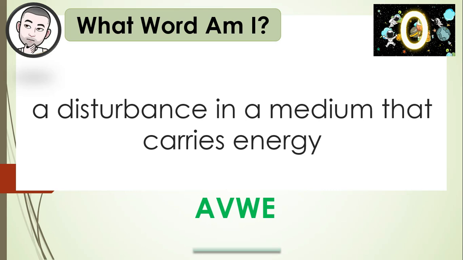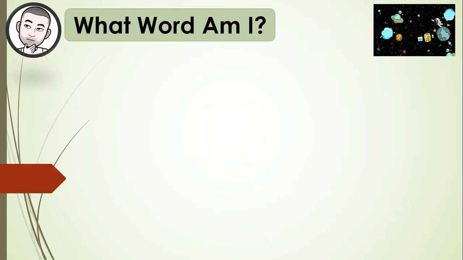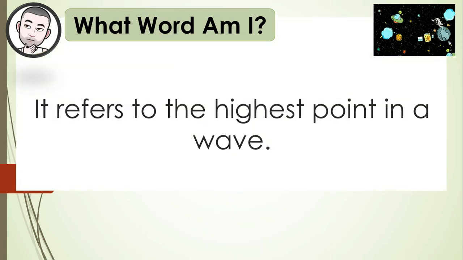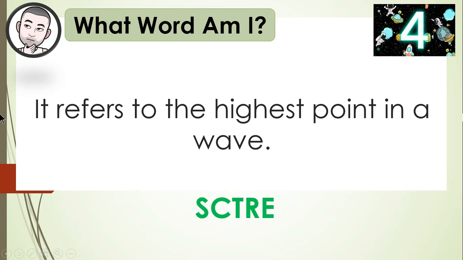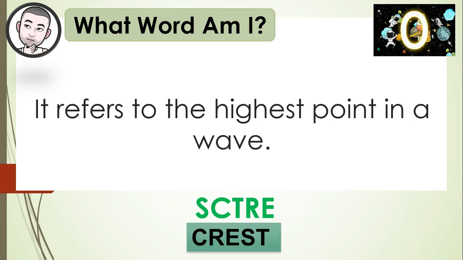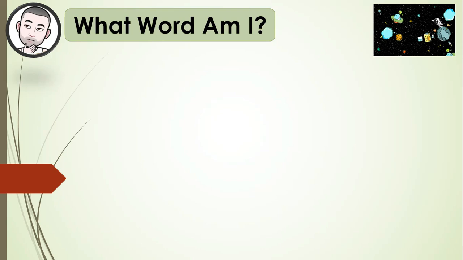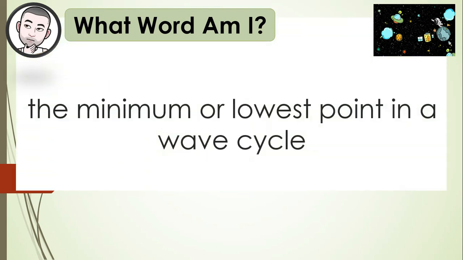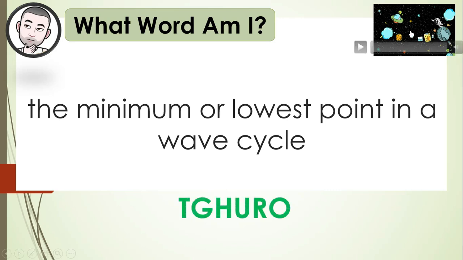The correct answer is wave. Challenge number 2. It refers to the highest point in a wave. These are the jumbled letters. Your 5 seconds start now. The correct answer is crest. Challenge number 3. The minimum or lowest point in a wave cycle. These are the jumbled letters. Your 5 seconds start now.